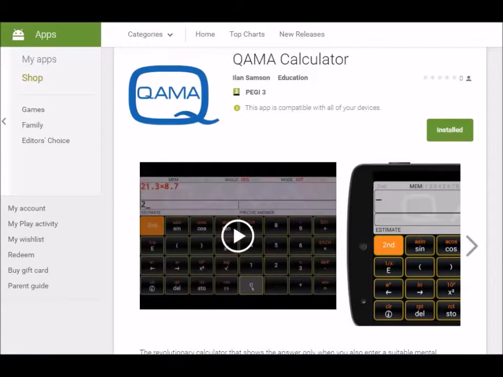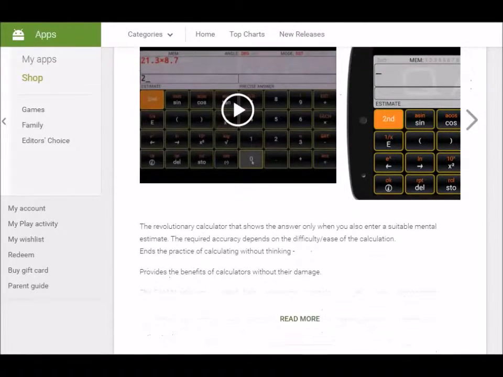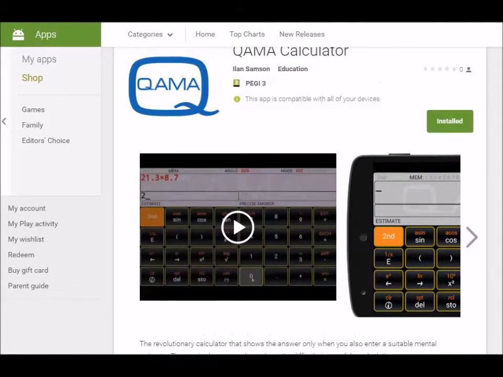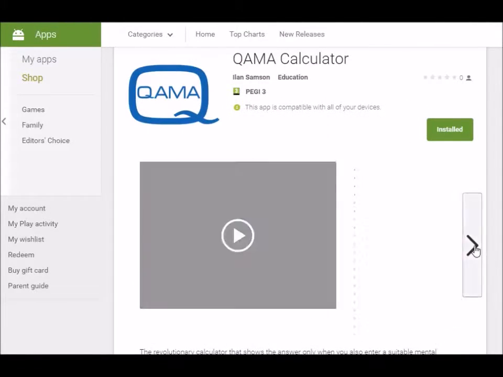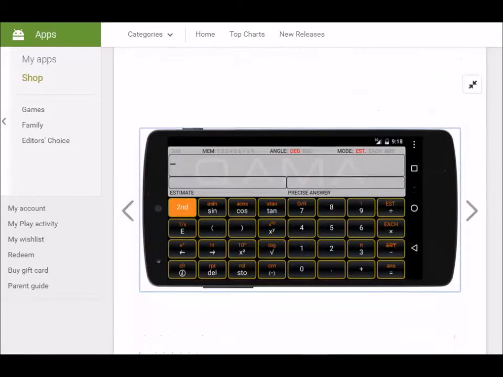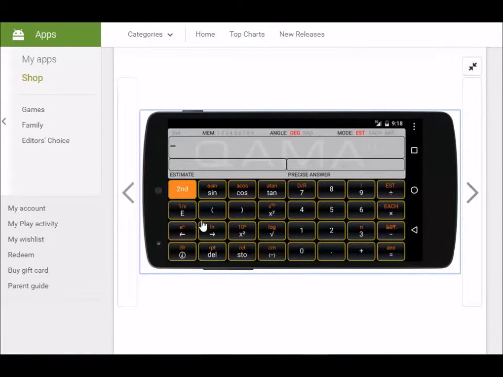For this demo, we're not going to use the physical QAMA calculator. We're going to use the app on Android, which you can see here. It's pretty new actually, and you can download it from the Google Play Store. You can see a version here. You can see what it looks like, and we're just going to use an emulator for this.